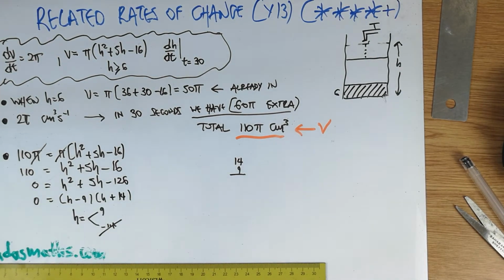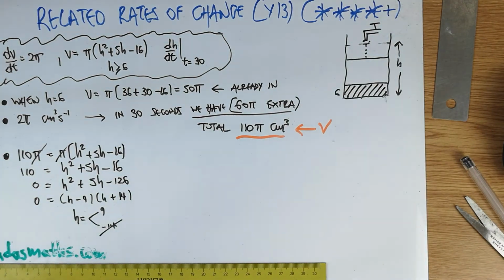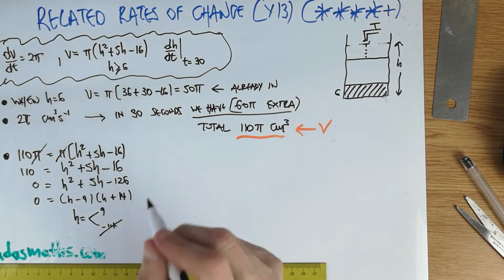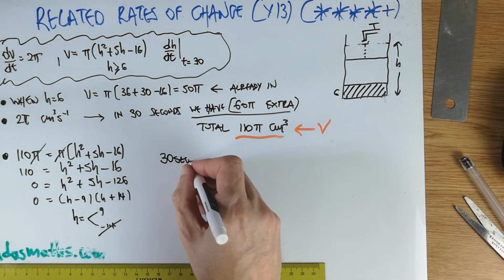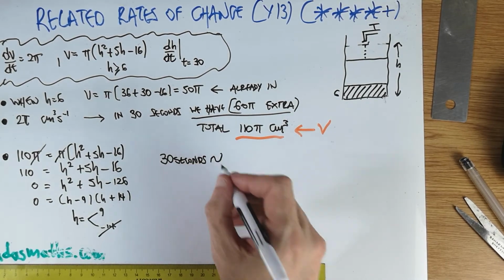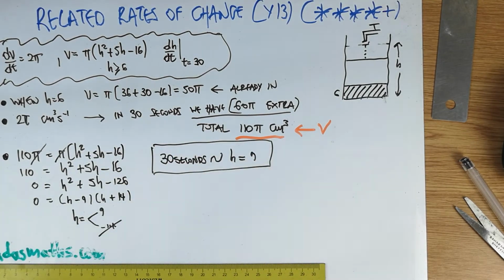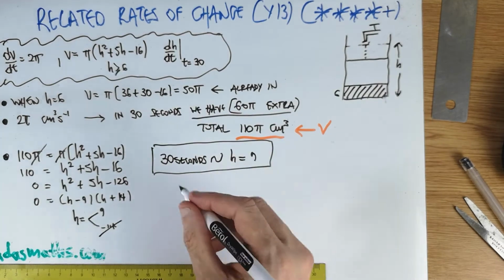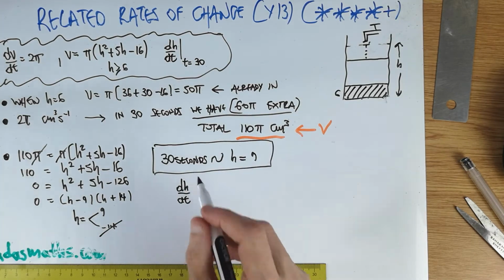The height, of course, cannot be negative in the physical sense, and therefore h must be 9. I haven't done any related rates of change or any differentiation so far. All I have found out so far, which is crucial to this particular question, is that 30 seconds is equivalent to the height being 9. And now I can start thinking about what they were asking me. They were asking me to find dh by dt at a specific moment.